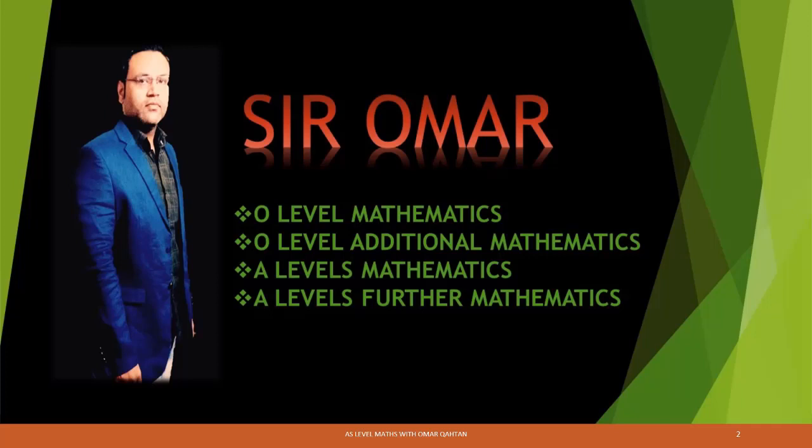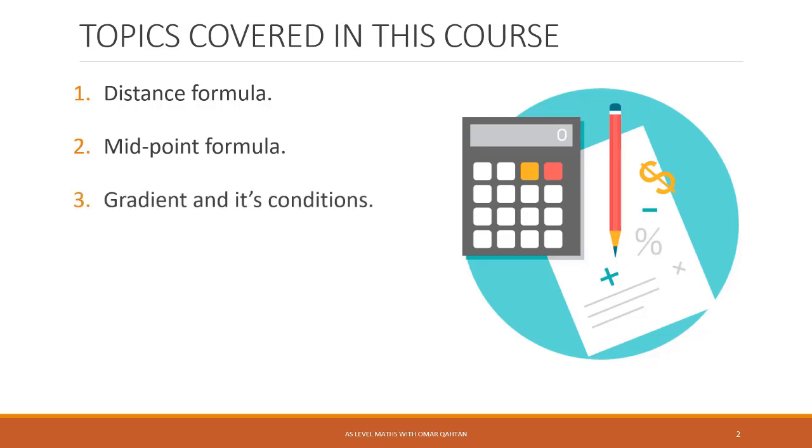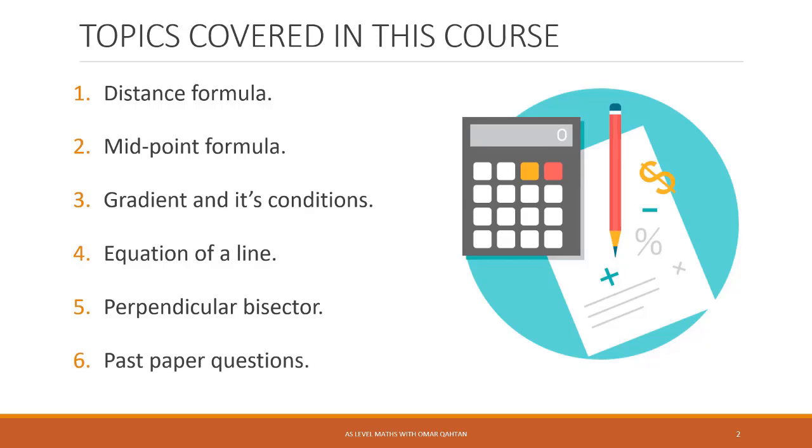Main topics in this reading are as follows. What is the distance formula? Midpoint formula. Finding the gradient and working over the condition of the gradient. How to find the equation of a line. Finding the equation for the perpendicular bisector. And finally, I will walk you through multiple past paper questions step by step so you know exactly how to handle these questions in the final exams. So, let's get started.